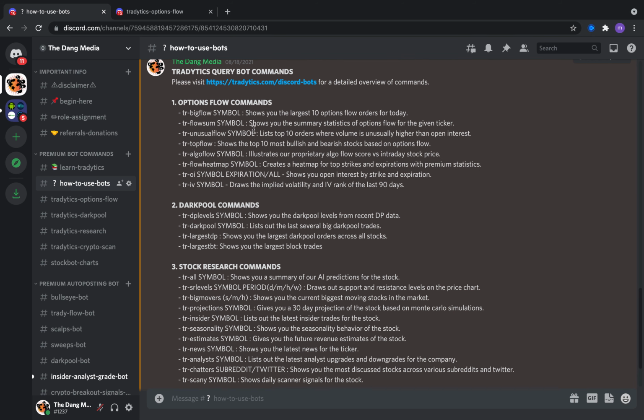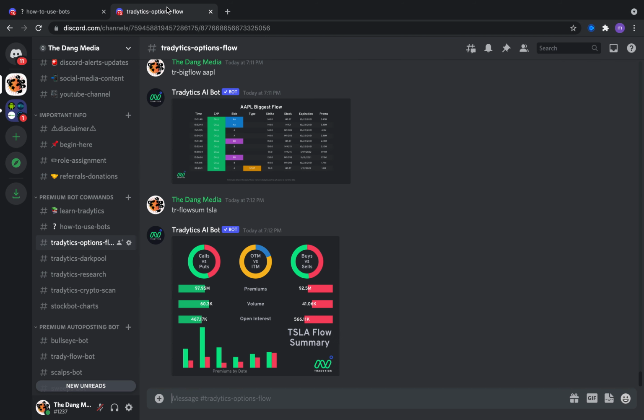So now that you guys know how to use the bots, I'm just going to go over a few of the commands that I like. And my top command that I like is the TR Algo Flow.